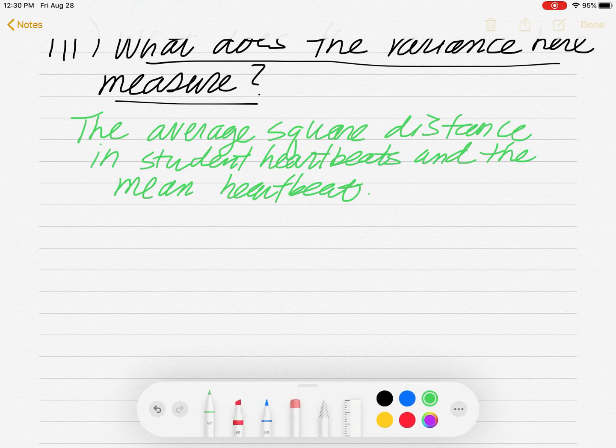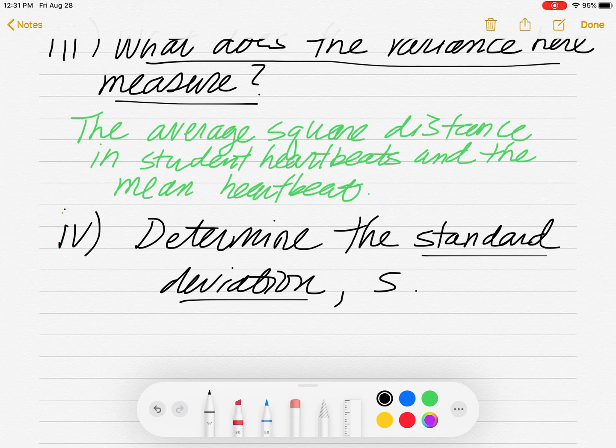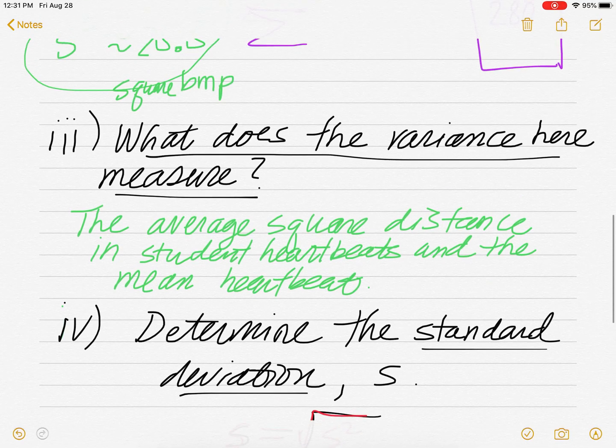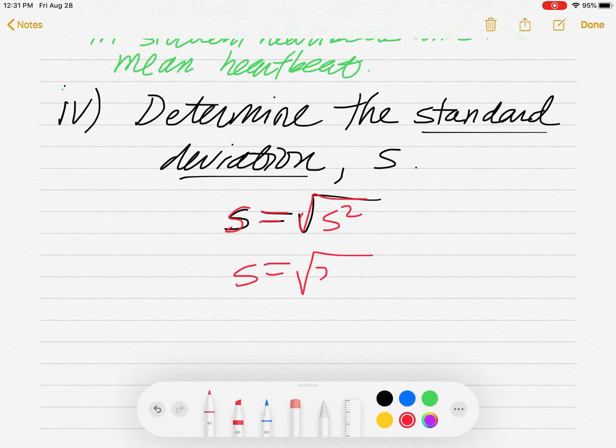So step 4, let's determine the standard deviation, which we often call simply S, right? S is going to be the square root of, oh, let me put this in a different color. Let's put it in red. S is going to be the square root of the variance. Remember what the variance was? It was 25.5. So S is the square root of 25.5, and we're going to approximate that.